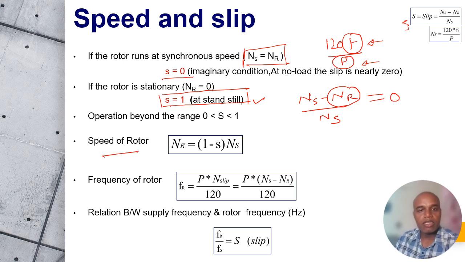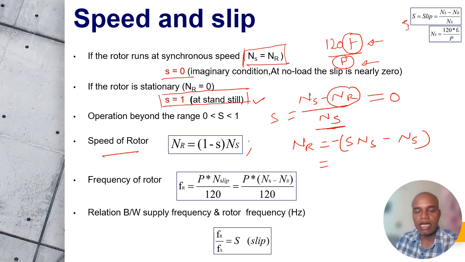If I want to find the speed of the rotor when the slip is given, let's take this formula again: s is equal to (Ns minus Nr) upon Ns. Taking that into account, Nr becomes equal to Ns minus s times Ns. So I will have a relation which is Nr equals Ns into (1 minus s).